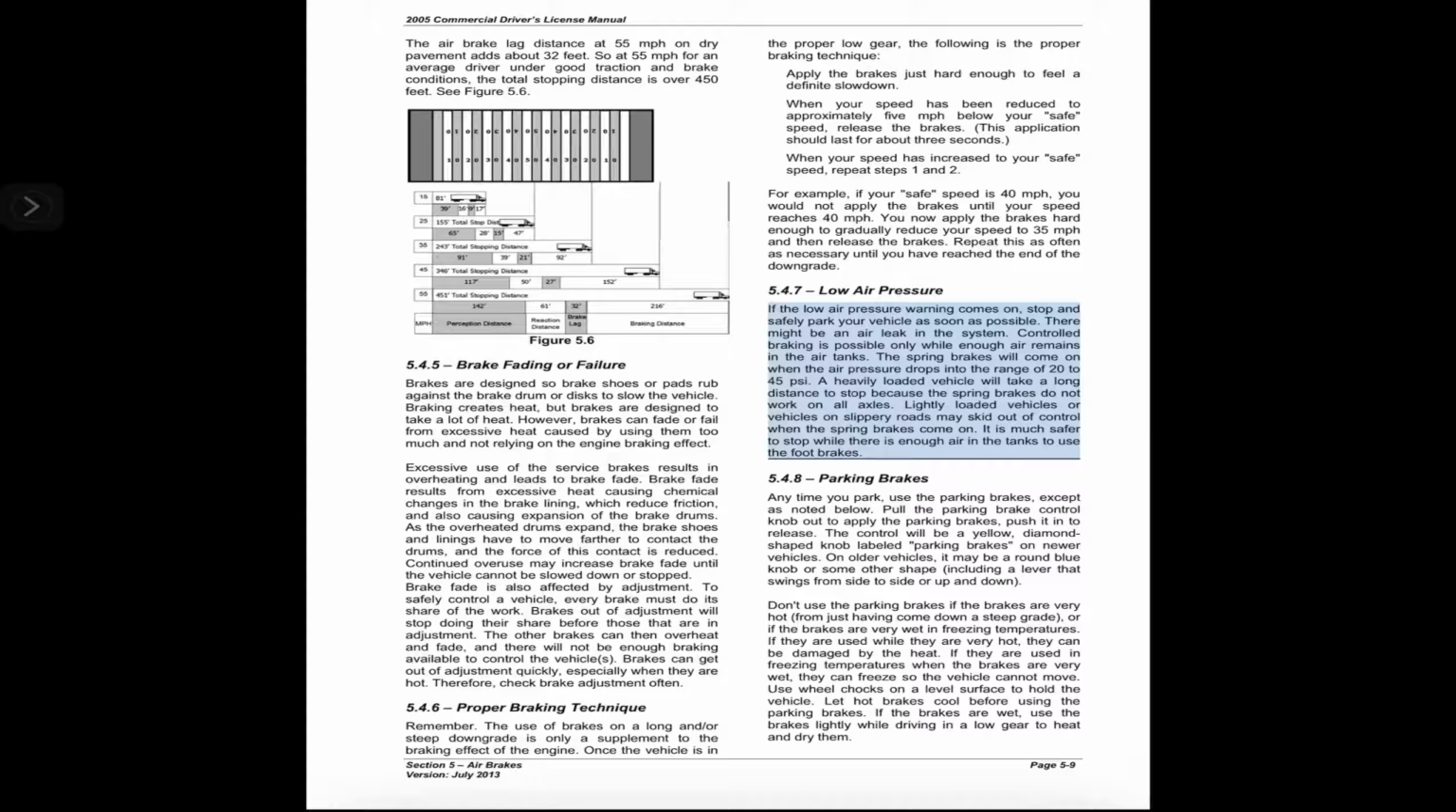5.4.7 Low air pressure. If the low air pressure warning comes on, stop and safely park your vehicle as soon as possible. There might be an air leak in the system. Controlled braking is possible only while enough air remains in the air tanks. The spring brakes will come on when the air pressure drops into the range of 20 to 45 psi.